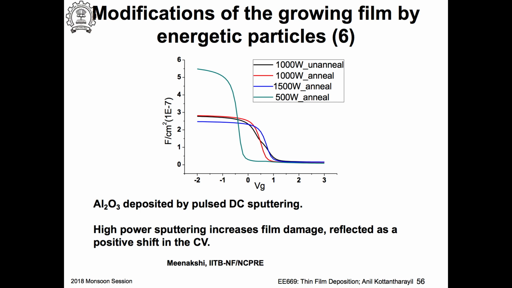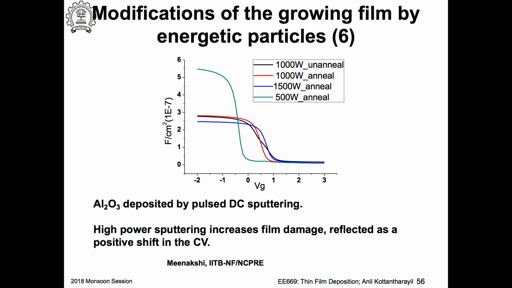So, what do you find here? For example, this is 500 watts deposition power, and as you increase to 1000 watts, the thickness of the film increases because you are using higher power. So, the capacitance would decrease, right? In this range of voltages, you can take this as a parallel plate capacitor. So, the aluminum oxide thickness is increasing, as a consequence the capacitance will decrease.